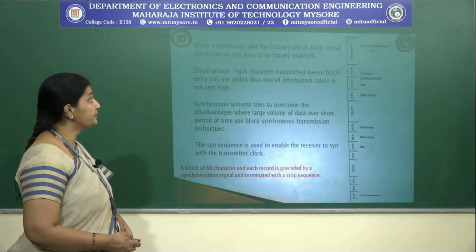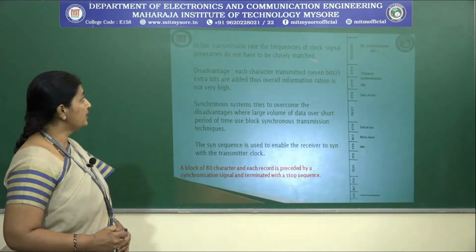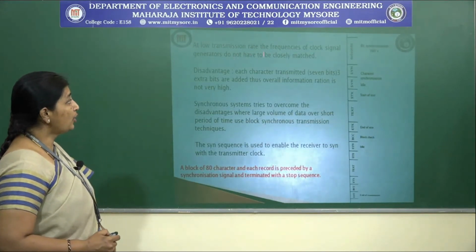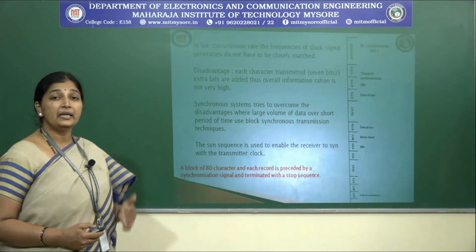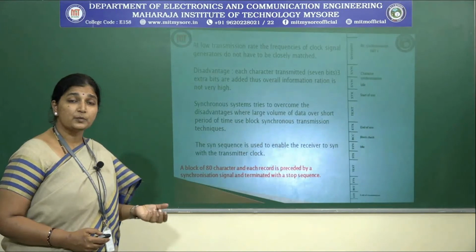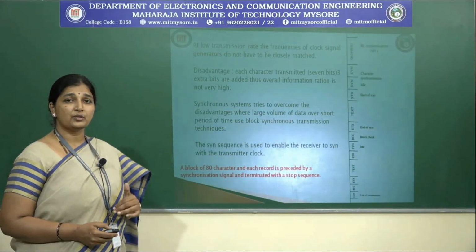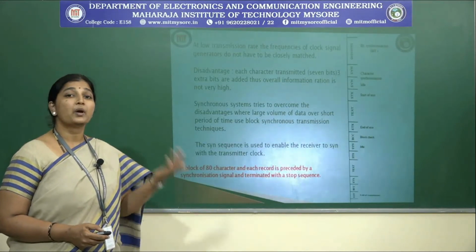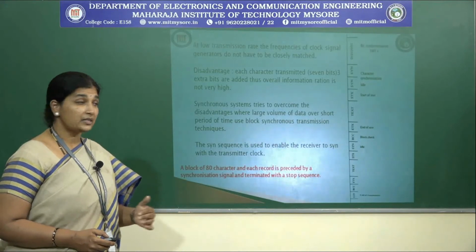So what happens? With a low transmission rate, the frequency of clock signal generators does not have to be closely matched. Which means there will be a delay when you have additional pulses being added to your mainstream. So there is a delay of transmission between the source and destination, isn't it? Because there will be n number of check procedures when it reaches the destination.